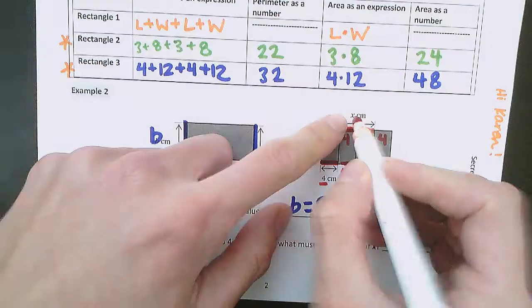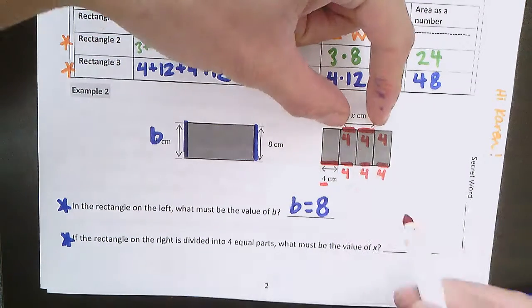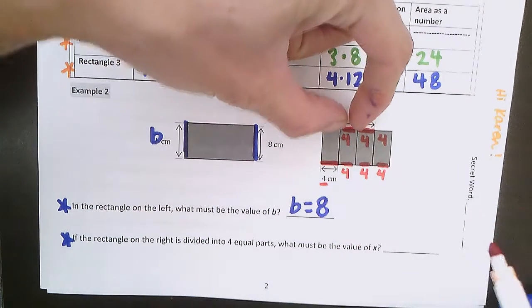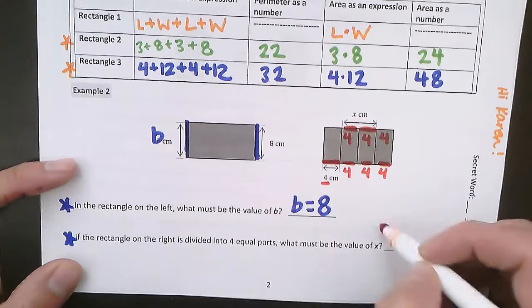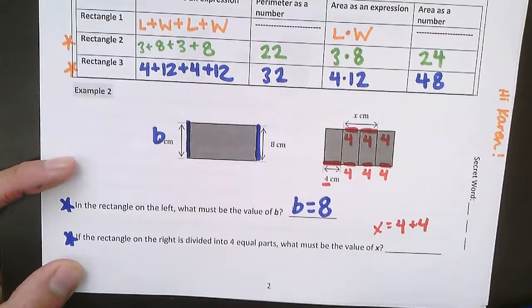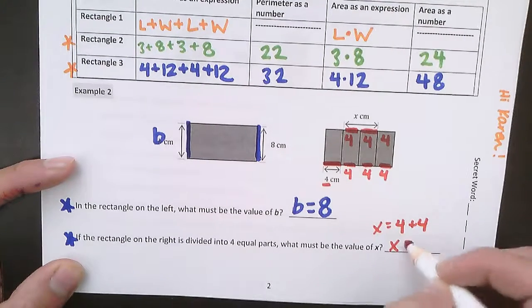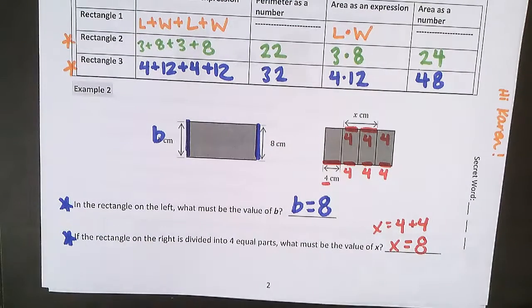And the x represents this length, which is 2 of these segments. And if each segment's 4, we'd have 4 here and another 4 here. And x would be equal to 4 plus another 4, which is 8. So x, in this case, is equal to 8. If you got that on your own, 3 gold stars for you.